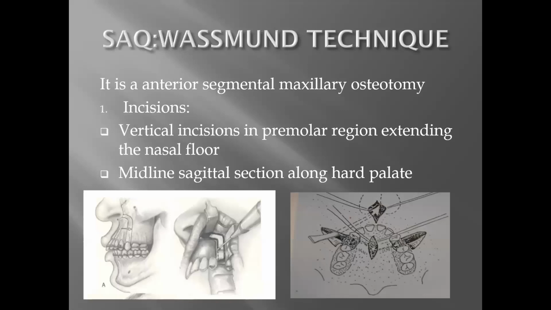Coming to the next SAQ, that is Wassmund technique. It is an anterior segmental maxillary osteotomy. Incisions for this: a vertical incision in the premolar region extending to the nasal floor. The second is a midline sagittal incision along the hard palate.